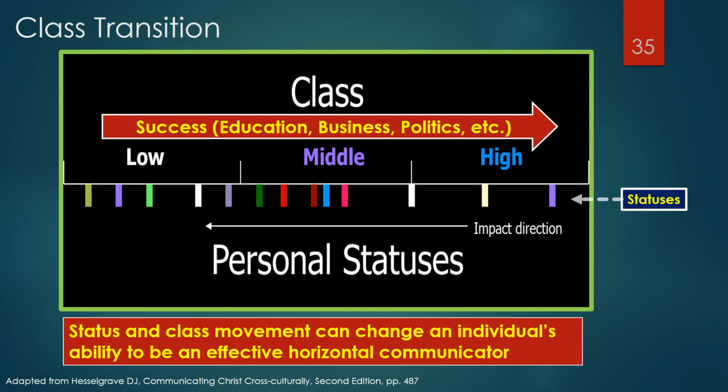A community engagement specialist and program leadership need to consider this phenomenon of class transition when choosing horizontal communicators. Status and class movement can change an individual's ability to be an effective horizontal communicator.